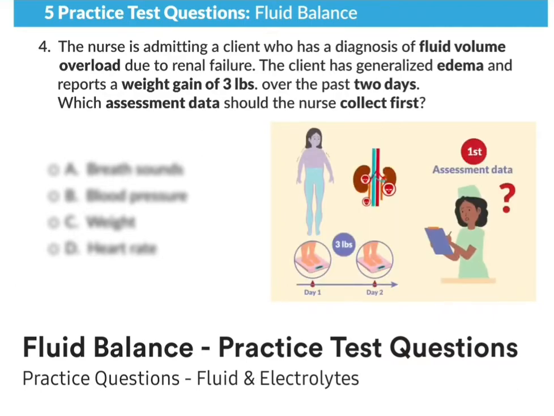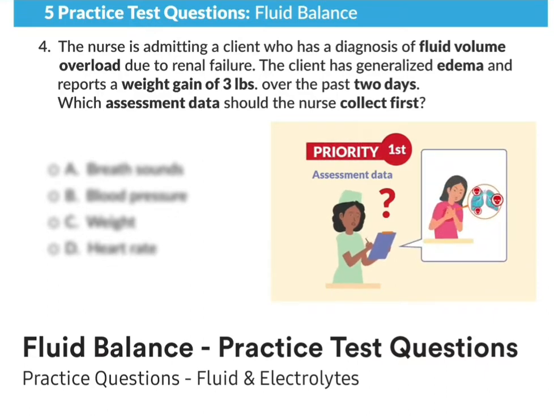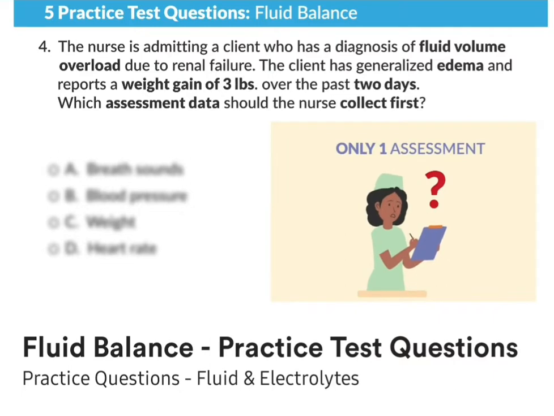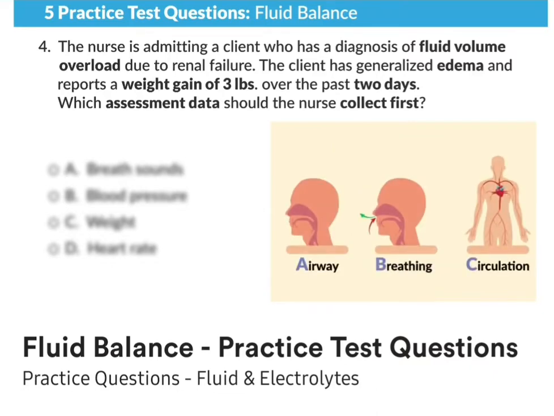So before looking at the options, always look at what the question's asking. Assessment data to collect first. So remember, first means priority. So for the priority, think what kills this client the fastest, or basically, what kills this client first. Or just think, if I was only to do one thing, what would I assess to save this client's life? And what would it be? Well, in this case, it's ABCs, airway, breathing, and then circulation.